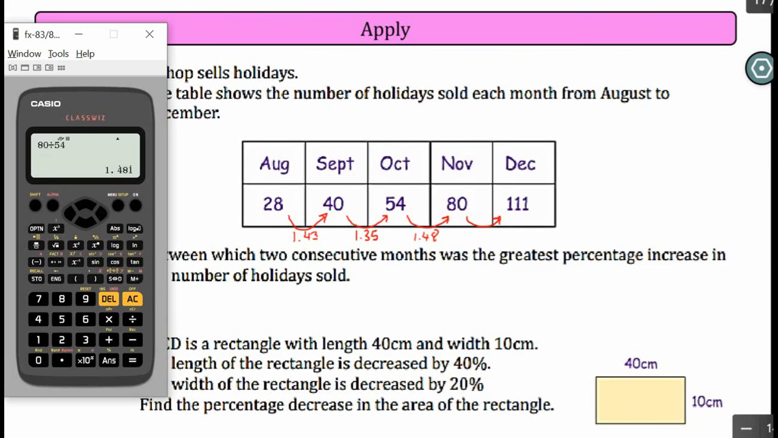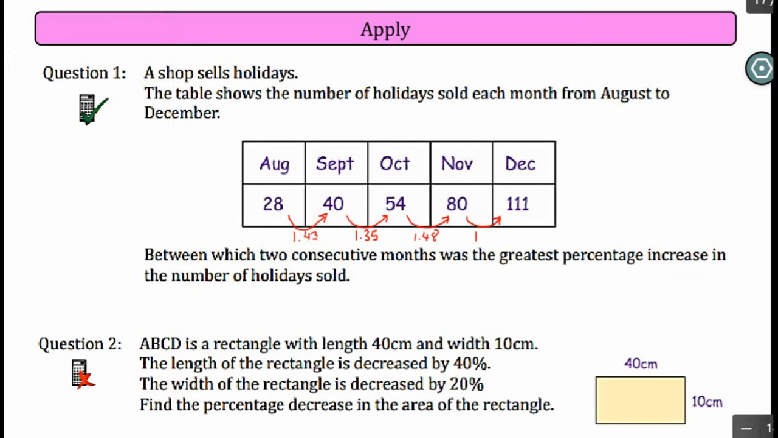And this one, 111 divided by 80 gives 1.39 if we round it. So actually the biggest percentage increase was this one. So between October and November is the answer. And that was roughly 48%. Okay.